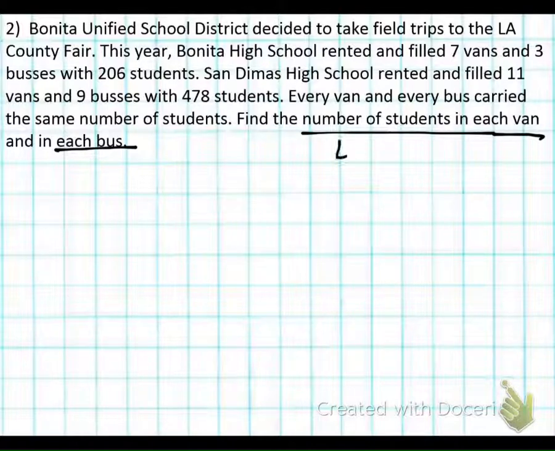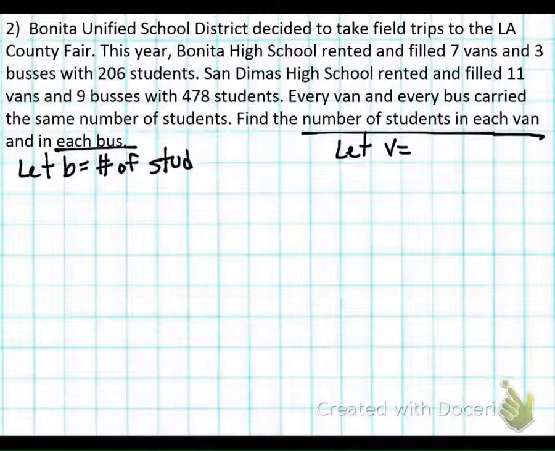Okay, so let's let V equal this. Let V equal the number of students in each van, and then we'll let B equal the number of students in each bus. All right, so now I'm going to look for important information.